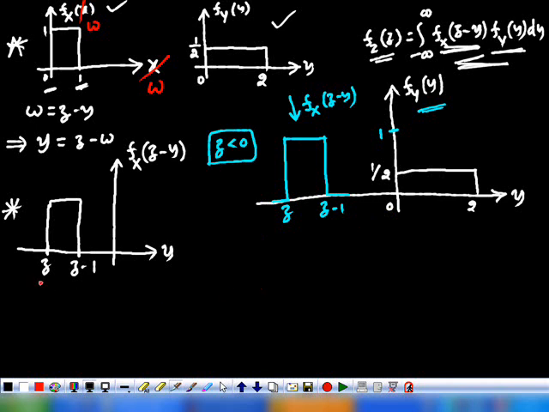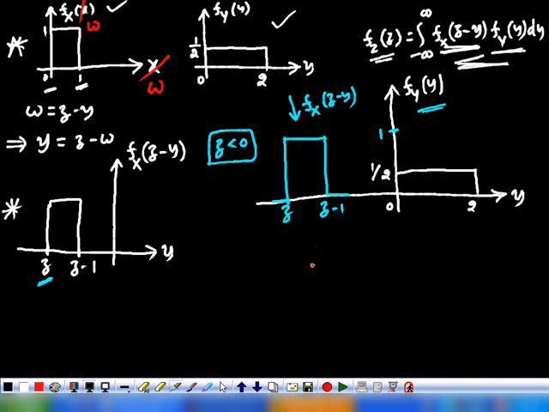Why? Because this z can be any value. For example, if z is 1, this will be 1, this will be 0. That is, this z will appear somewhere here. But here I am assuming z is less than 0. If z is less than 0, so this is z value and this is z minus.